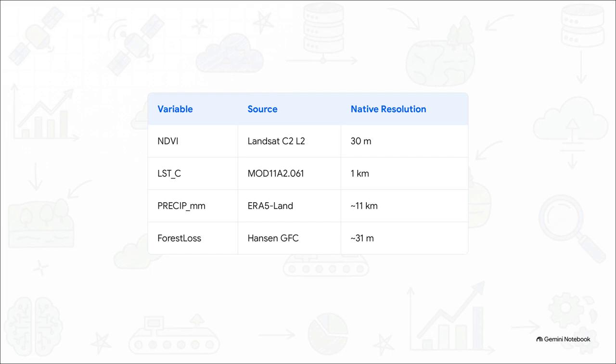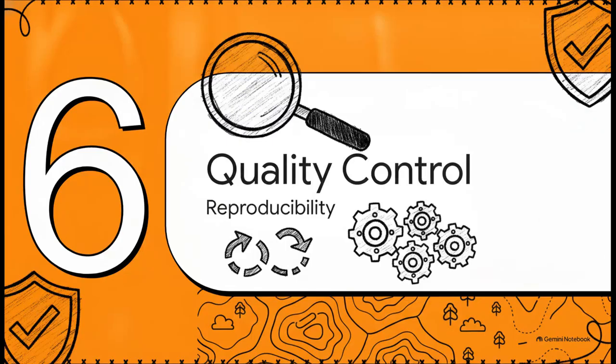Now, what's really interesting about this slide is the resolution column. Dr. Kasim issues a pretty stern warning here about mixed resolution predictors. When you reduce an 11-kilometer ERA5 climate pixel down to a 30-meter Landsat geometry, you haven't magically enhanced the climate data to 30 meters. You've simply resampled it. It is absolutely crucial to remember the native resolution of your source information so you don't end up overinterpreting your final model's localized precision.